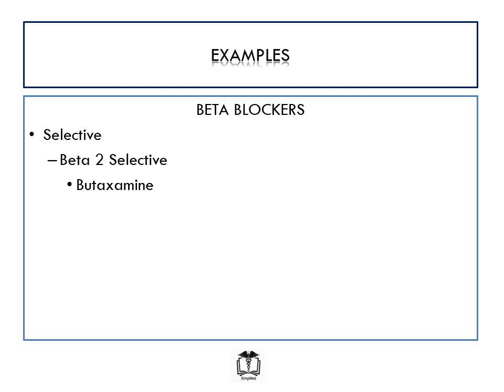For the beta 2 selective drugs, we have the drug butoxamine. This is not a very commonly used drug. It's a drug that we tend to see for research and laboratory purposes, but it's one that you need to notice is usually the only drug in the class that is worthy of note.